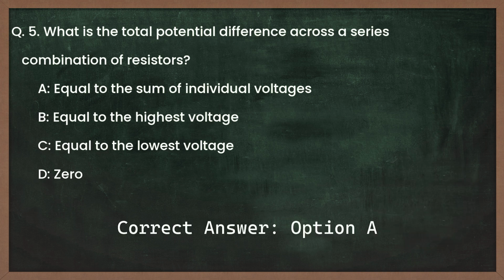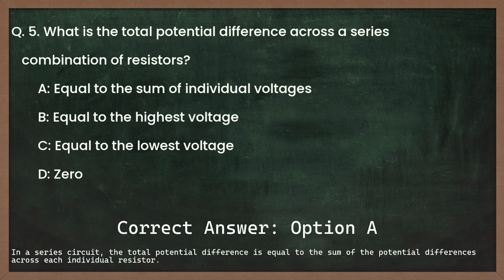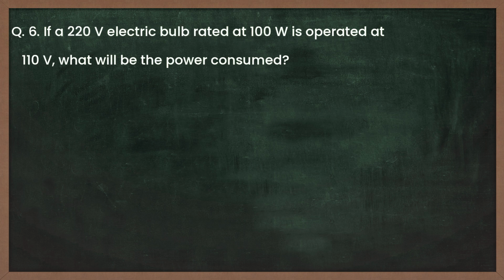The correct answer is option A, which is equal to the sum of individual voltages. In a series circuit, the total potential difference is equal to the sum of the potential differences across each individual resistor. Question 6. If a 220V electric bulb rated at 100 watts is operated at 110V, what will be the power consumed?